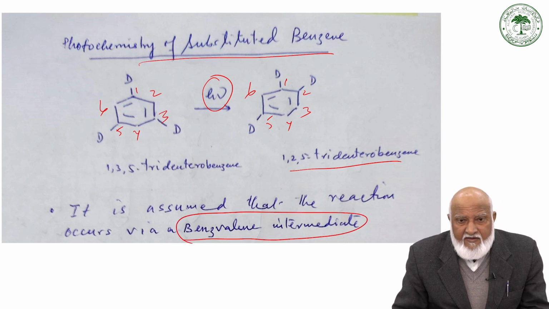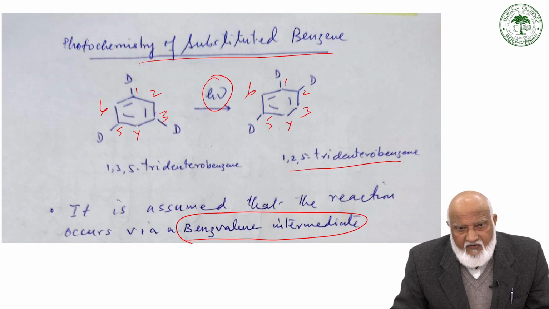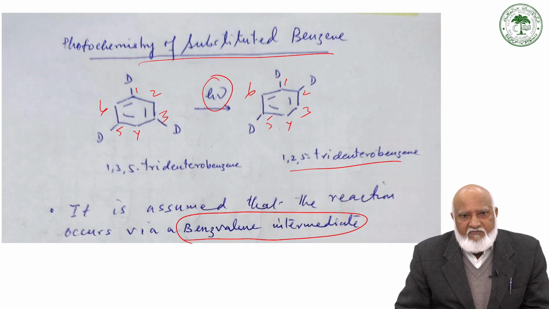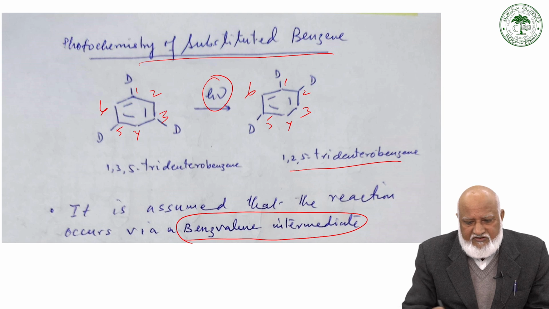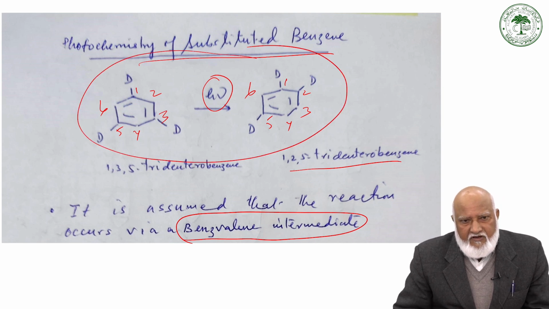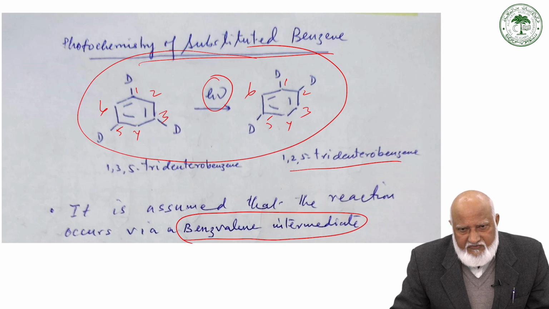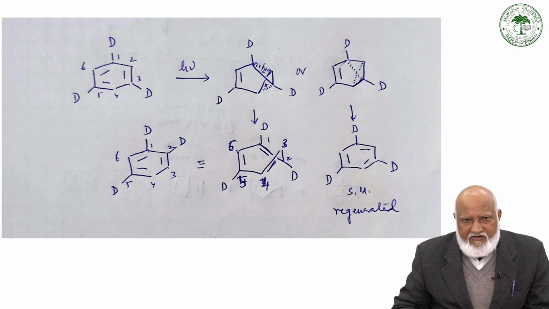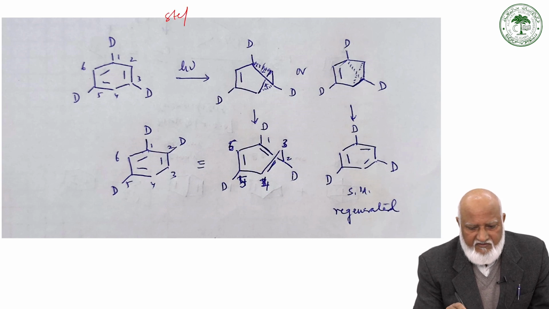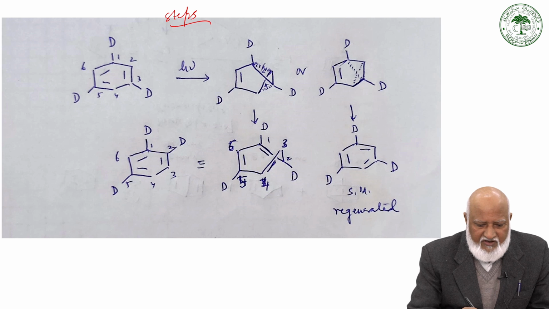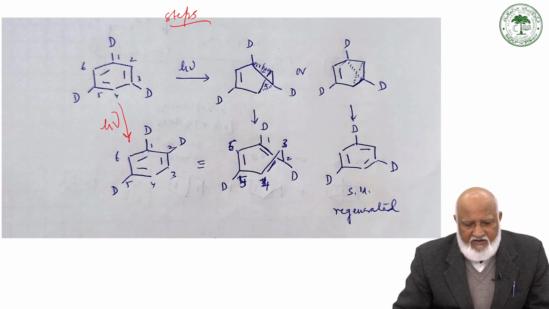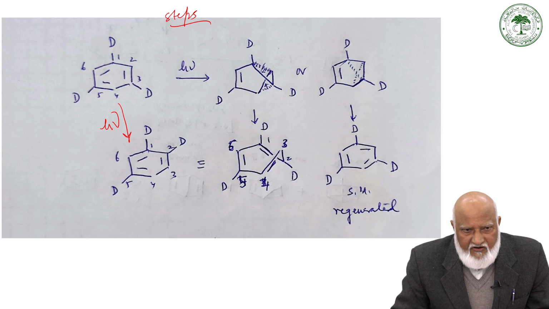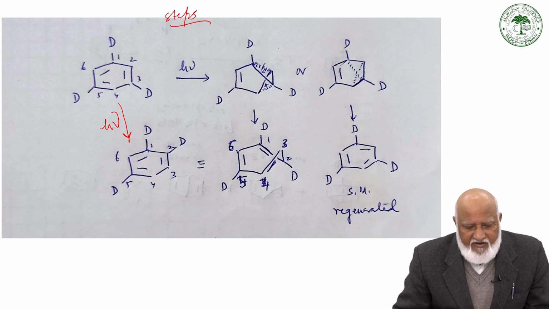As mentioned before, benzvalene is a very important intermediate for the photoisomerization of benzene, unsubstituted as well as substituted. This is an example where trideuterobenzene with deuterium at different positions undergoes photoisomerization with a shift, with 1,3,5 going to 1,2,5. Now let's see the steps involved in the photo transformation from the photoisomerization of 1,3,5-trideuterobenzene to 1,2,5-trideuterobenzene.